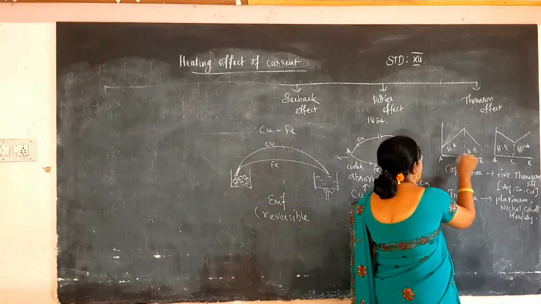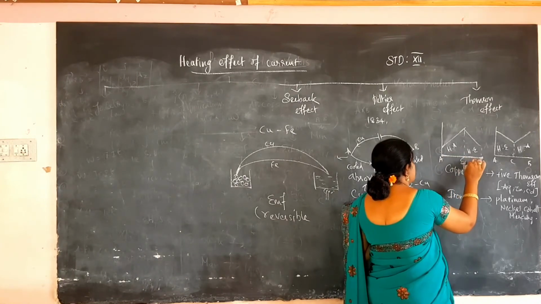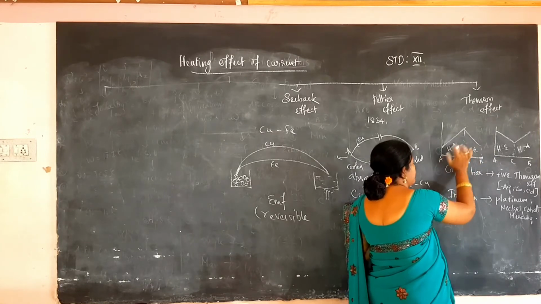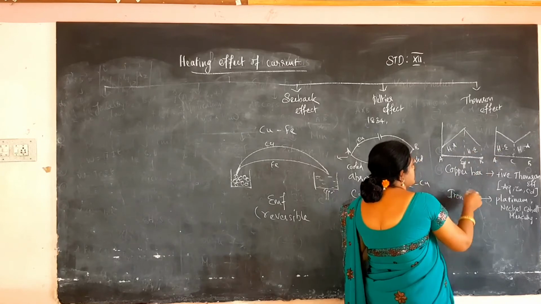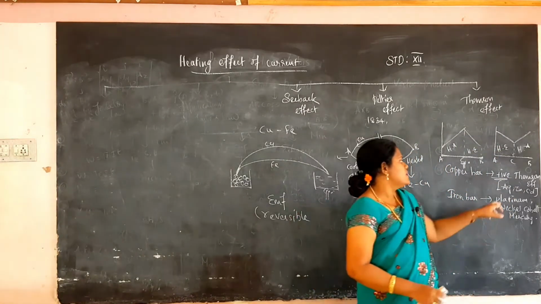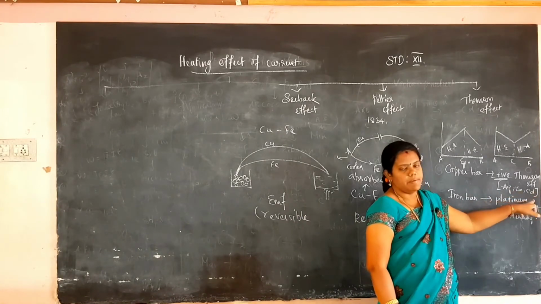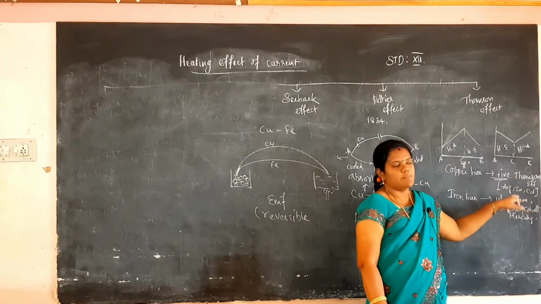This is the copper bar. The heat will be applied at the center, C. From A to C the heat will be absorbed, and from C to B the heat will be evolved. So this is the positive Thomson effect. Examples for positive Thomson effect are Ag, silver, zinc and cadmium.